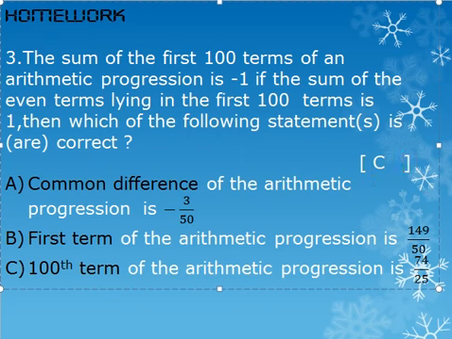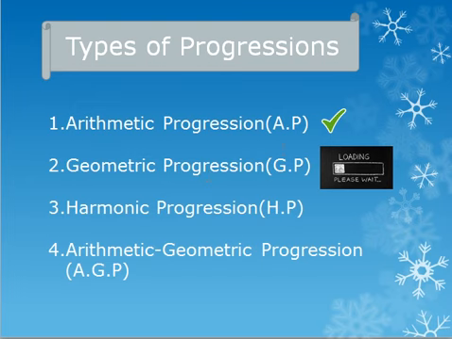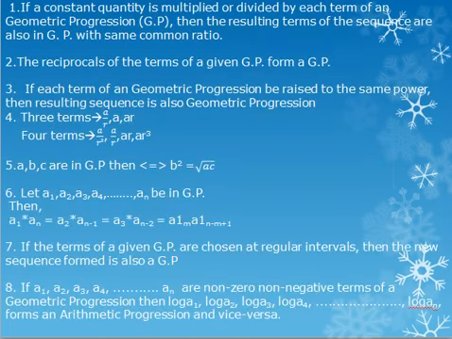Now let's head on. In the previous chapter we have learnt about the general formula and the general way of expressing a geometric progression. In this session we are going to learn the properties of geometric progression. So we have completed arithmetic progression, we have completed one-third of geometric progression, and we are doing the second third today.